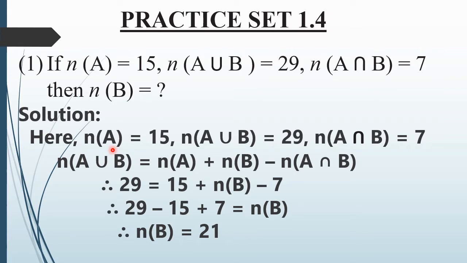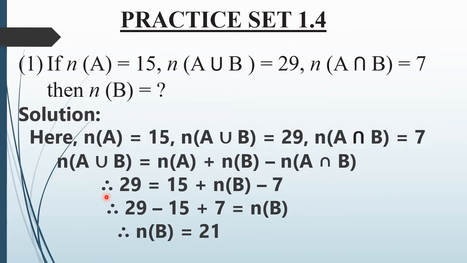Here number of element in set A is equal to 15. Number of element in A union B is equal to 29, and number of element in A intersection B is equal to 7. So here this formula we will use. Number of element in A union B is equal to number of element in set A plus number of element in set B minus number of element in A intersection B.